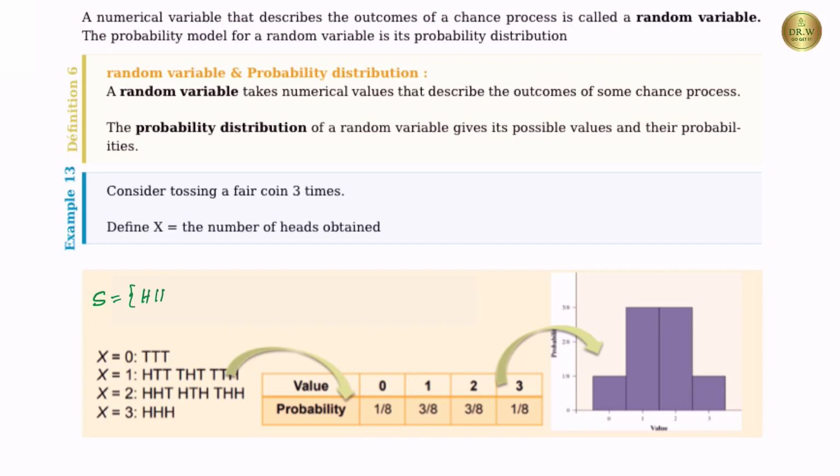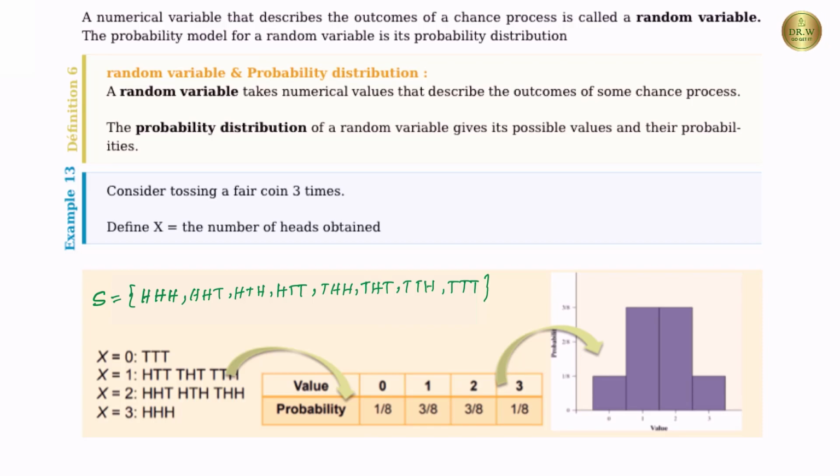Let me write down the sample points. HHH, HHT, HTH, HTT, THH, THT, TTH, TTT. How many sample points for this sample space? 8 sample points. Define a random variable.